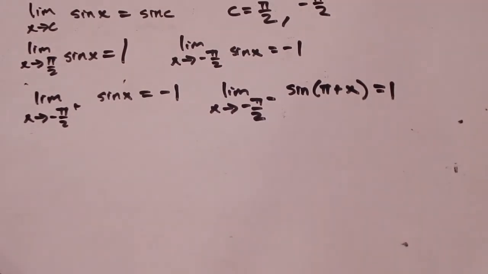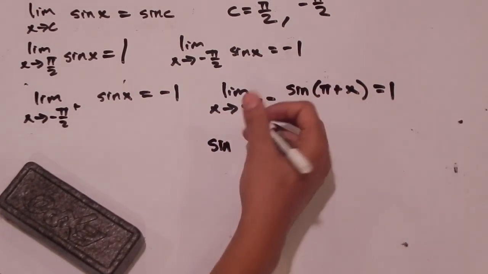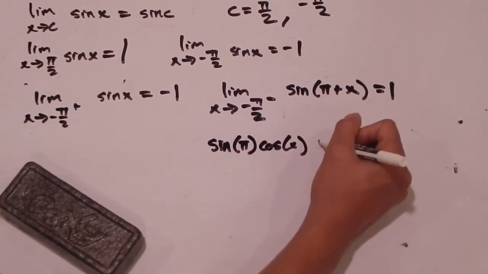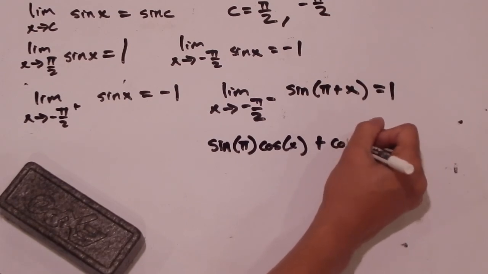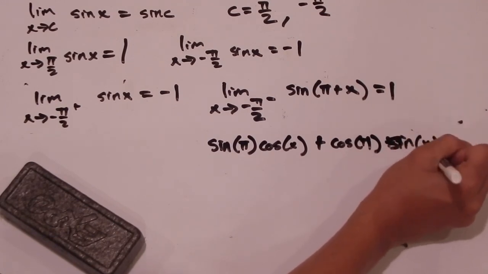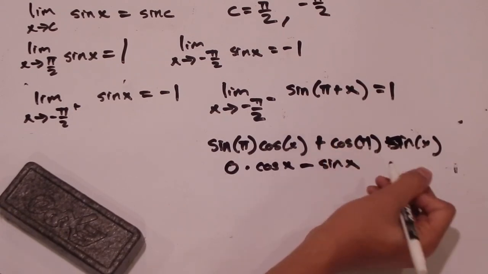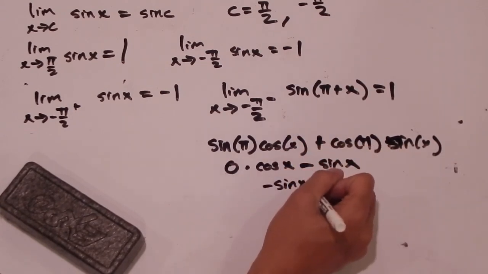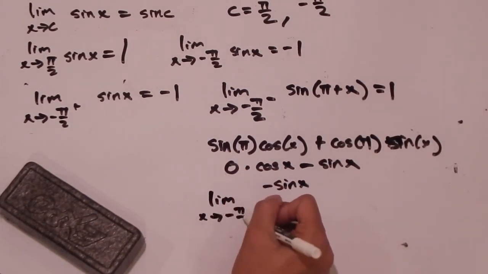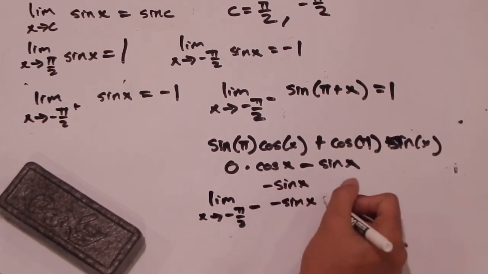We said that's equal to 1. Well, if we do our trig identities again, we see that sine of pi plus x is going to be sine of pi times cosine of x, plus cosine of pi times sine of x. And this is 0 times cosine of x, and this is -1. So we get out negative sine of x. So what this lets us know is that the limit as x approaches negative pi over 2 from the left of negative sine of x is equal to 1.